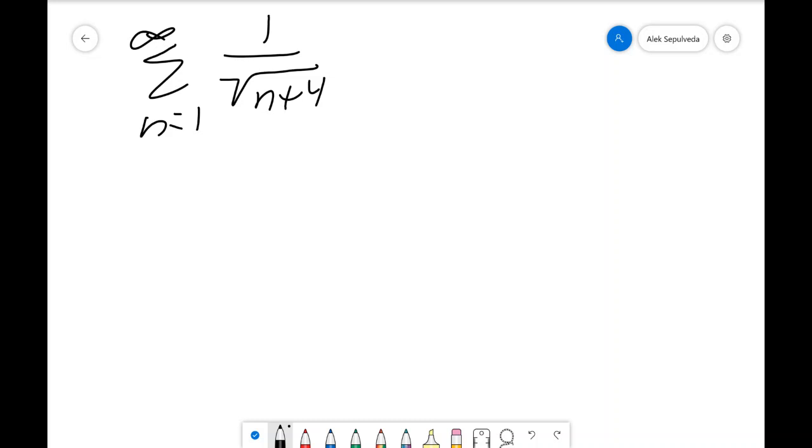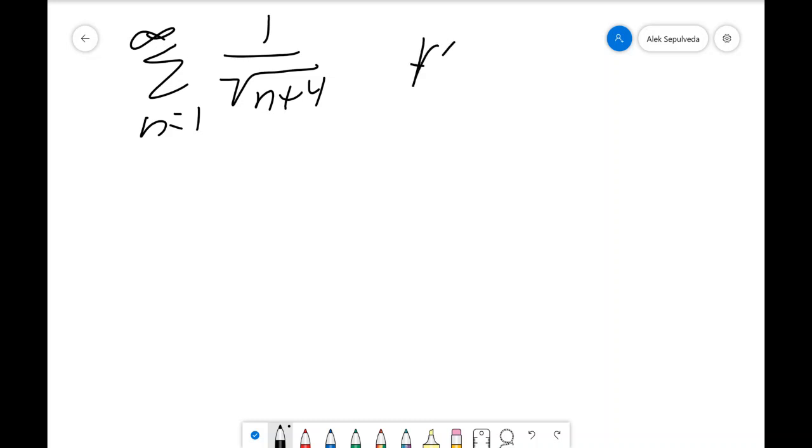The integral test states that the integral of a sub n, as long as it starts from 1 and goes up to infinity, and that it decreases the entire time monotonically, will both diverge or converge with the original a sub n series. So let's find the derivative of this.